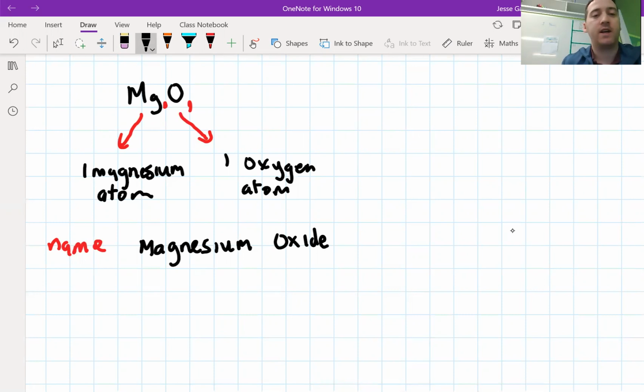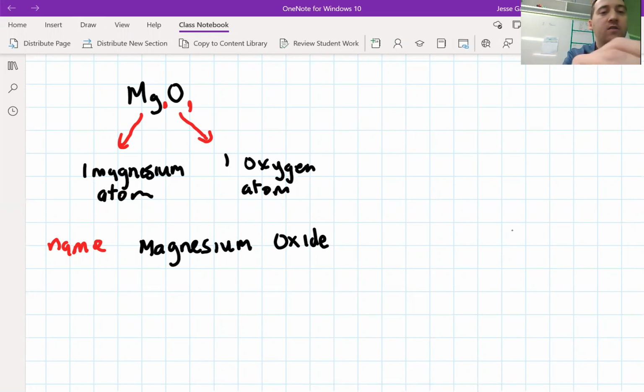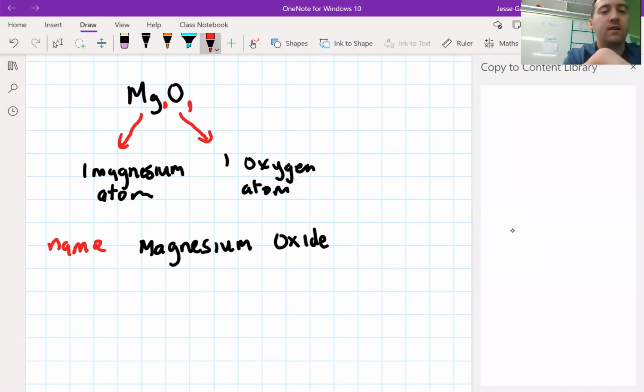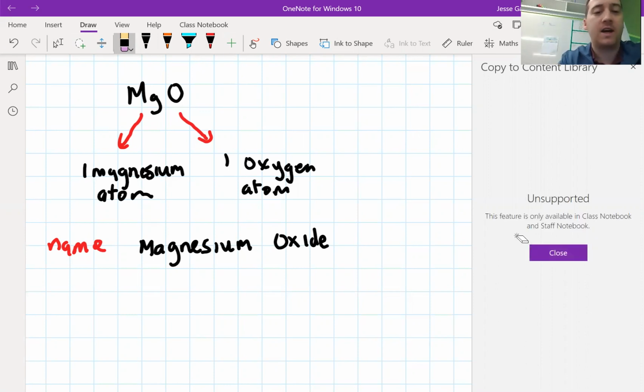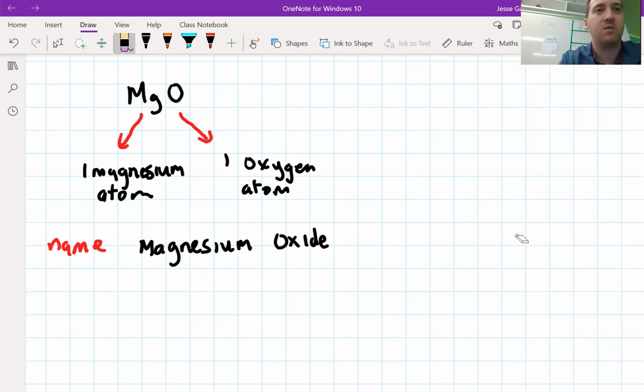Okay, so it's the same idea as before. Nothing really different about it, except up here, it's written down in its shorthand way. This is written in a shortened version. Remember that the ones are not written, but they are there. So MgO means 1 magnesium, 1 oxygen, and that has a name of magnesium oxide.